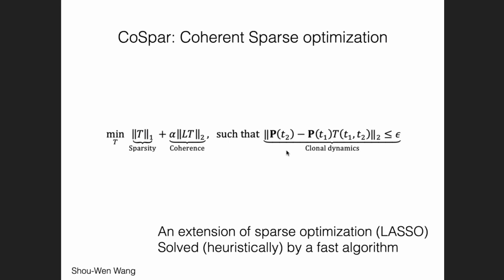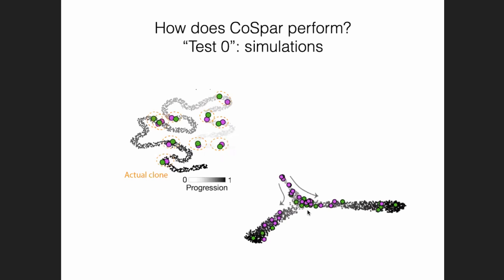And this optimization problem, we call it coherent sparse optimization. Sparse optimization is a very well-known problem. It's sort of compressed sensing, and it's being introduced into single-cell data. And the idea of enforcing coherence here just adds an extra aspect, which requires some algorithmic developments, and I won't go into that today. So the question is, how well does this perform?